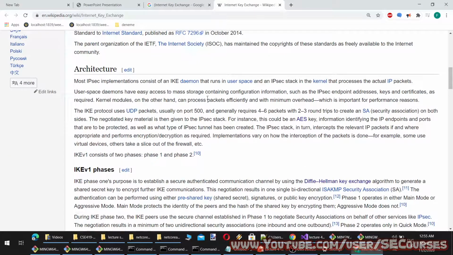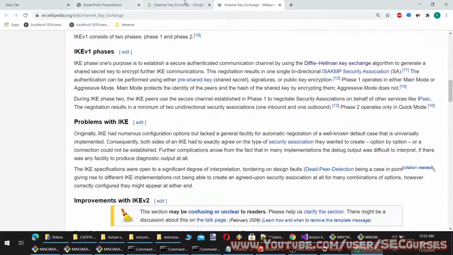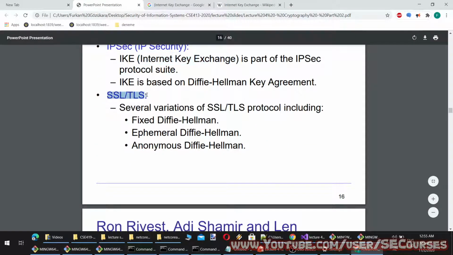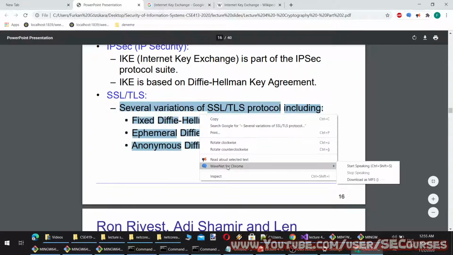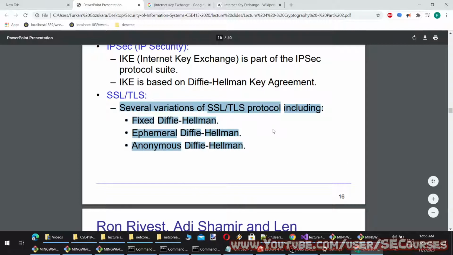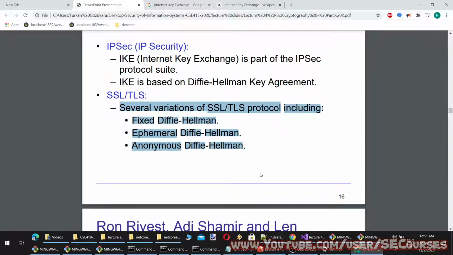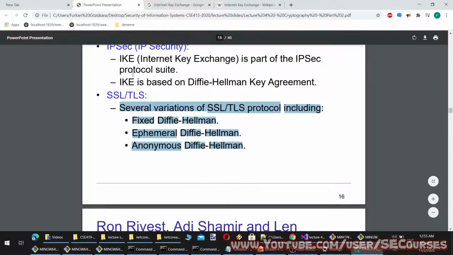Okay, so you can also look for more information. And SSL/TLS, this is the most known one that we know. Several variations of SSL/TLS protocol including fixed Diffie-Hellman, ephemeral Diffie-Hellman, anonymous Diffie-Hellman. So let's search for SSL/TLS to get some more idea.